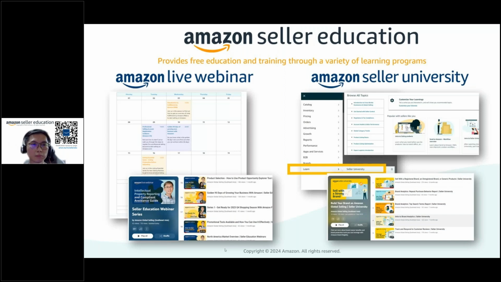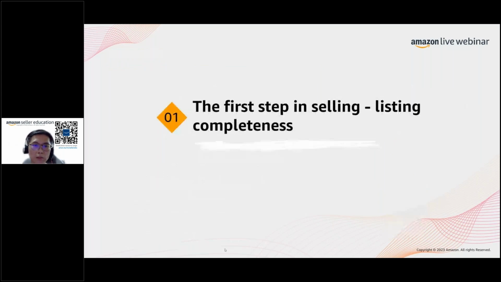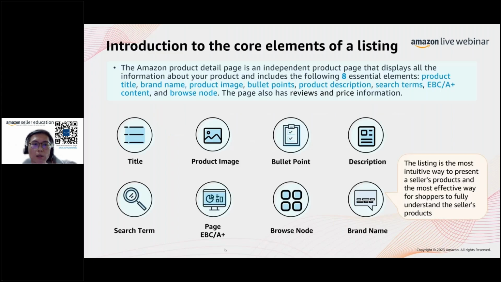Some agenda for today. The first thing I want to share is listing completeness. This could also be a recap, as I probably covered it in some previous sessions. These are the 8 core elements that we see in our internal data as very important, and these are the things that you have control over.